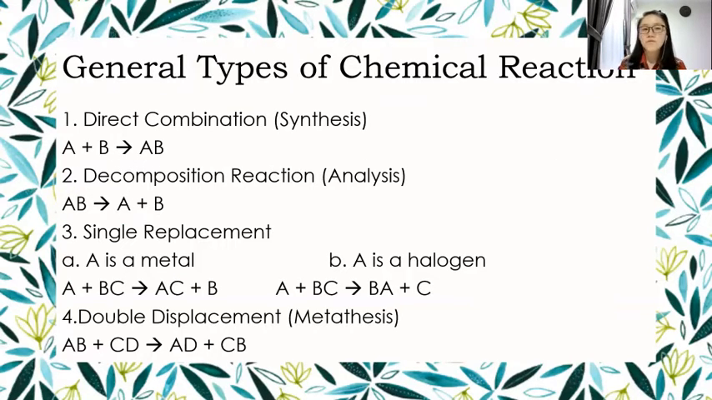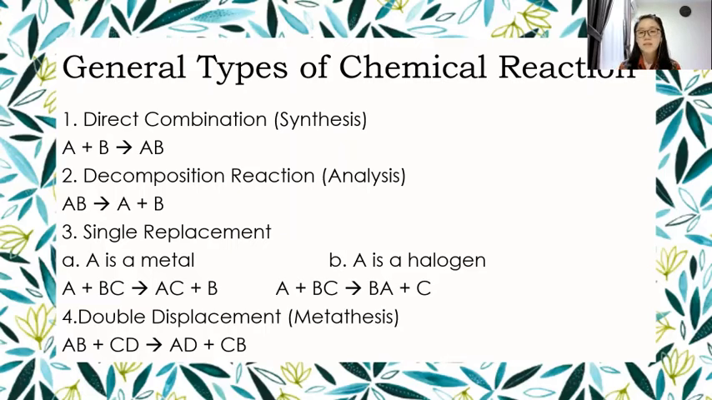Now we continue to the types of chemical reaction. First is the general type, and we'll move on to the specific type in our next video. First is the direct combination, or commonly known as synthesis. The general formula is normally written as A plus B yields AB. And second is the decomposition reaction or analysis, which is the opposite of direct combination: AB yields A plus B.